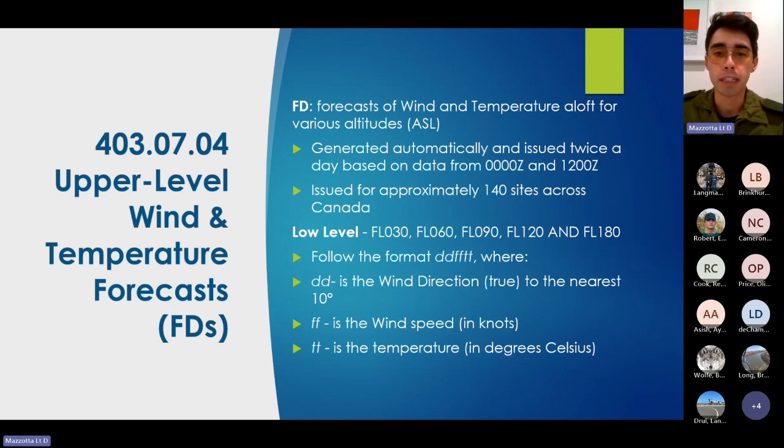One thing that's important to note is that winds at 3,000 feet have no indicated temperatures, as the temperature is going to be similar to the surface. So we'll keep that in mind. I believe the next slide here has an example of what the upper winds look like. And then once I go over the FDs, I'll show you where to find them on CFPS. And then I'll give you guys a quick little break here.